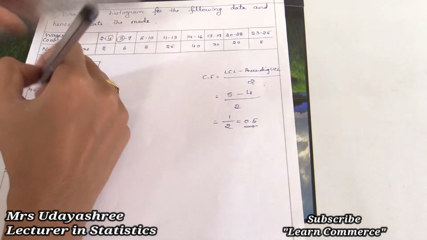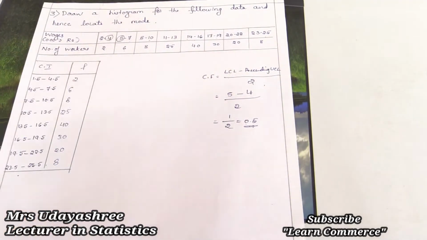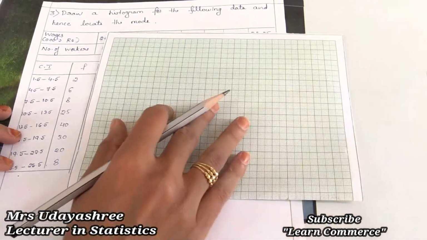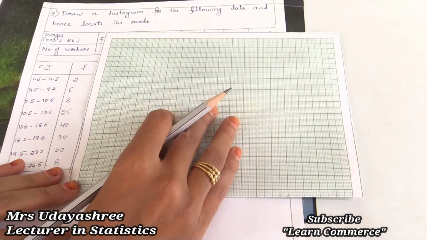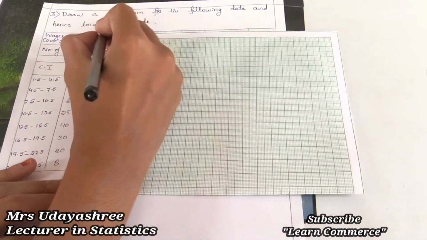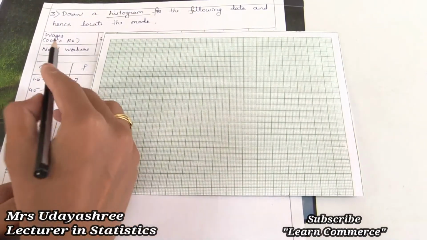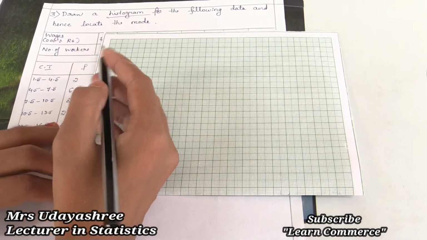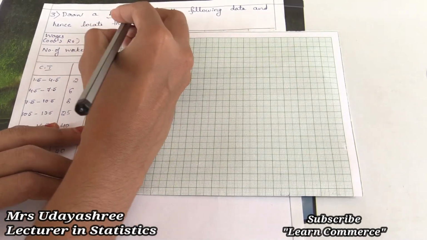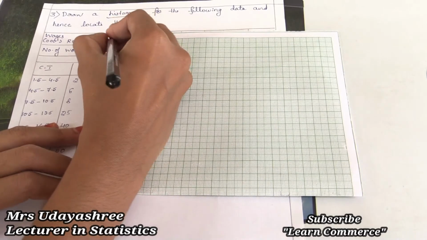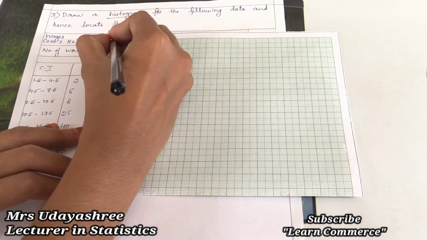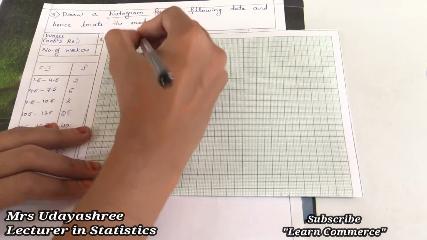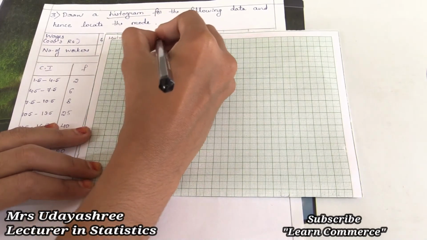Okay, now using this frequency distribution we can draw the histogram. So see, here we need to draw a histogram, and the given information is wages and number of workers. Therefore, here a suitable title is Histogram of Wages of Workers.